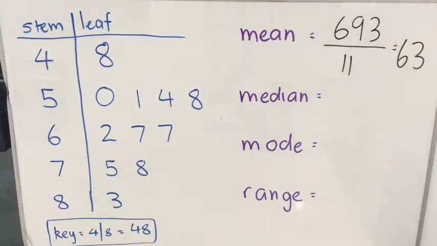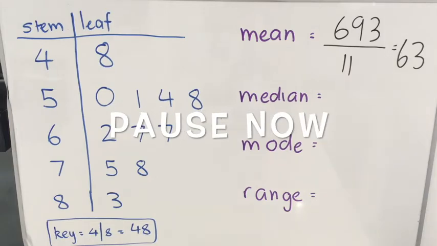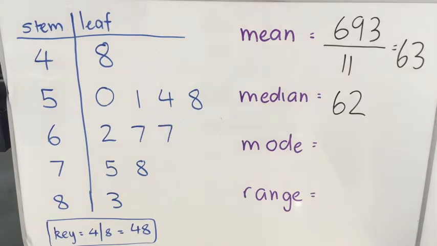Either write the numbers in a list or do the hand thing like we practiced on the stem and leaf plot. See if you can find the middle number. I'll give you a clue. You will be circling a number here as the middle number. Have a go. Okay, the median is 62.